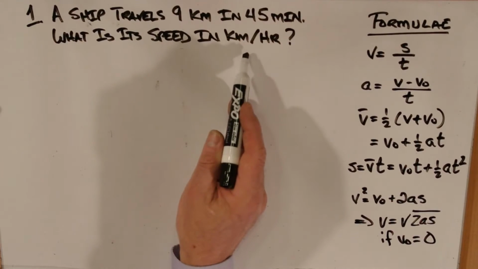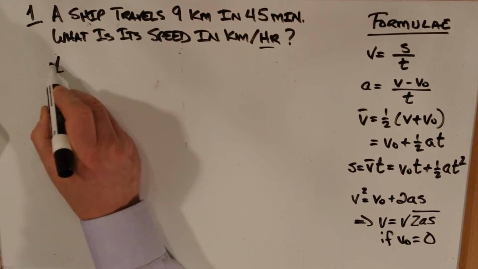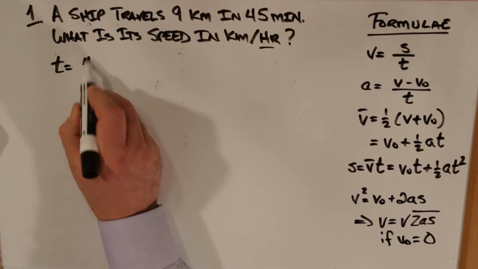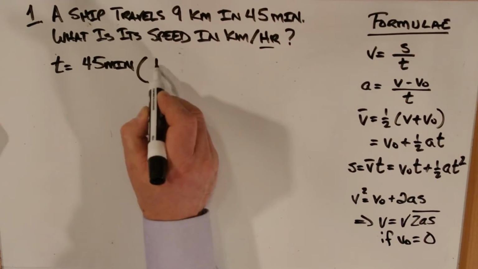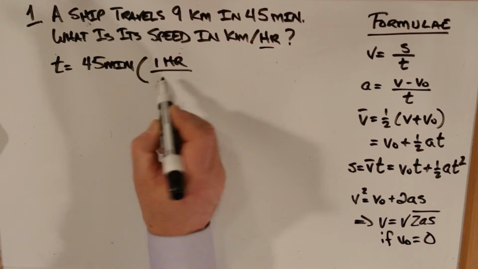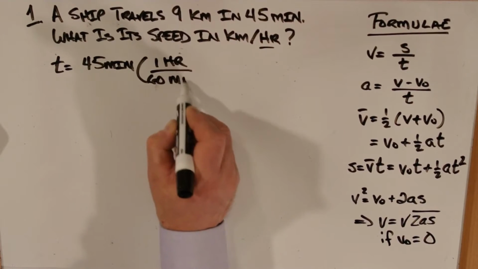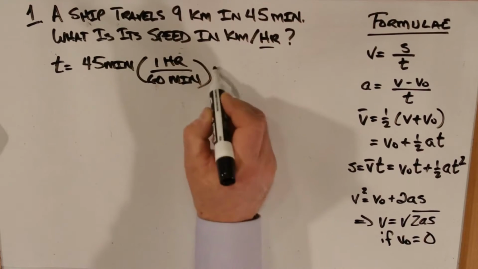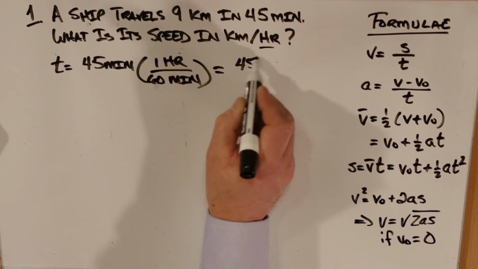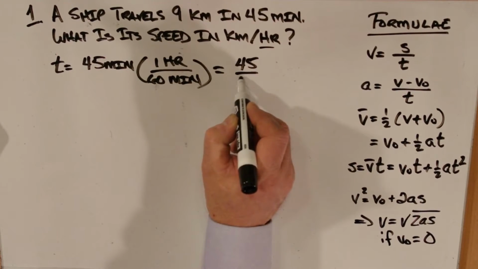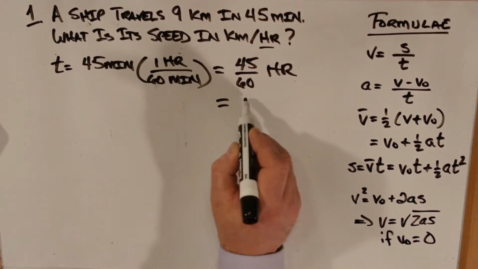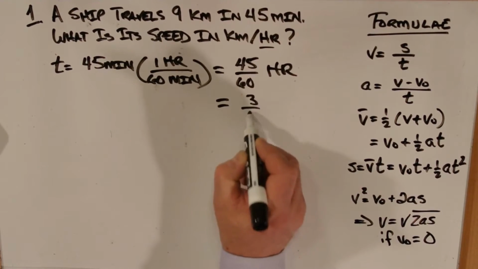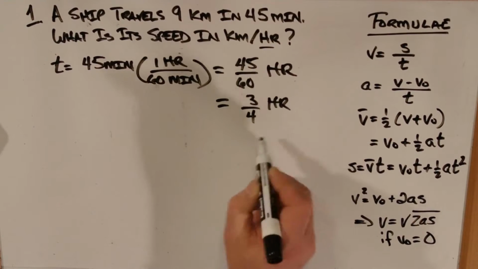Our first problem, a ship travels 9 kilometers in 45 minutes. We're asked to find the speed of the ship in kilometers per hour. We're given time as 45 minutes. We can convert that into hours by multiplying it by 1 hour divided by 60 minutes. And we come up with a time of 45 over 60 hours. Take out the 15s and you get 3 over 4 hours, or 0.75 hours.